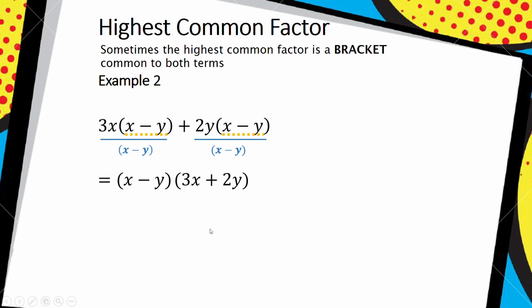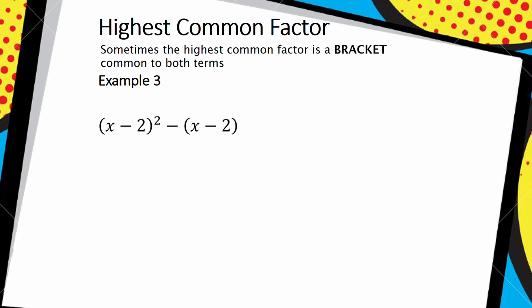Okay. Let's try another one that's a little bit harder. Okay, so for this one here, you can clearly see that there's an (x - 2) in both terms. Okay, so this would be my one term, that would be my second term. But this one here is squared. Okay, so I'm just going to rewrite this expression, and I'm going to write out this bracket twice. So now I can see that there's two brackets there, and there's only one in the second term. I already know that because I've got an (x - 2) in both of these terms, I can take it out as a highest common factor because it's what's common.